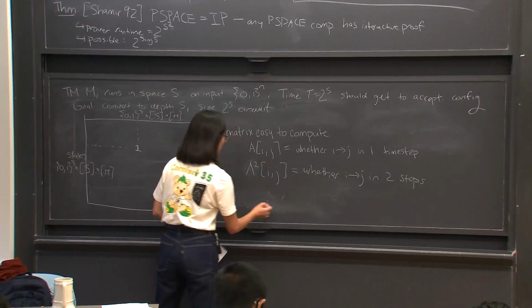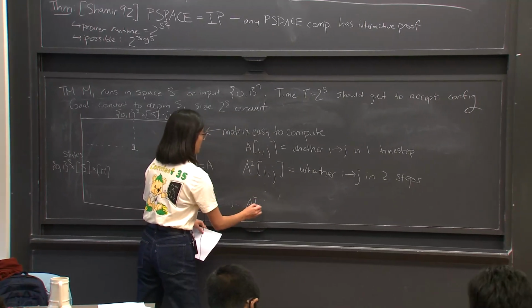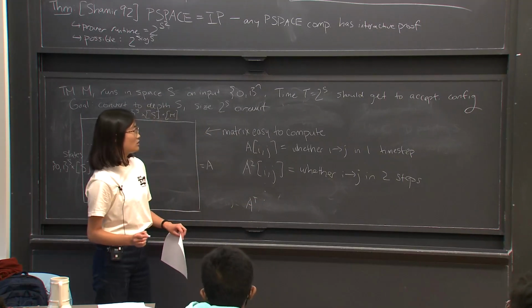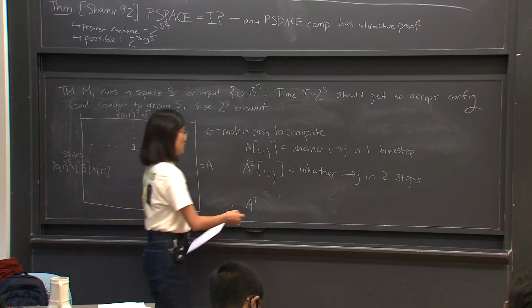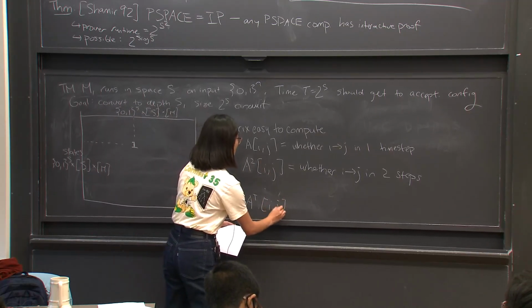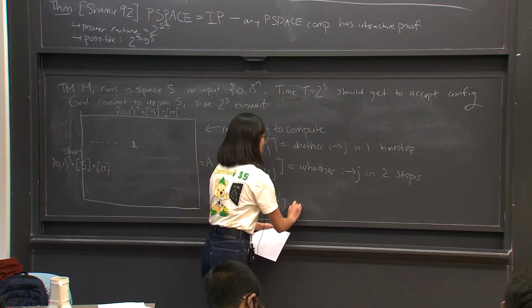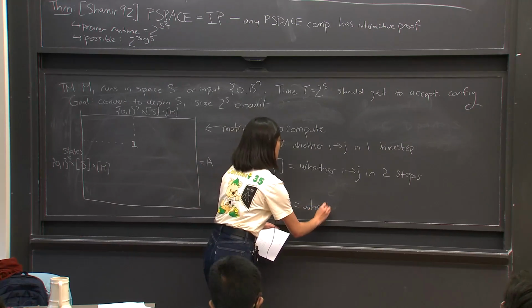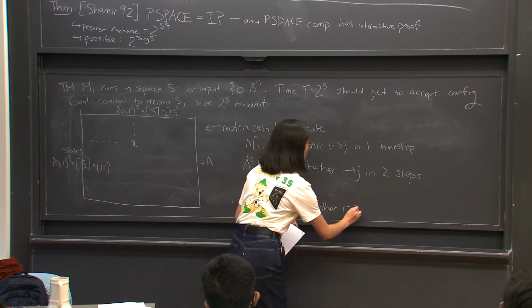So in general, if we want to look at the transition matrix after going for t time steps, you can keep doing this, right? And you get that the ijth entry of A to the tth power is whether i goes to j.